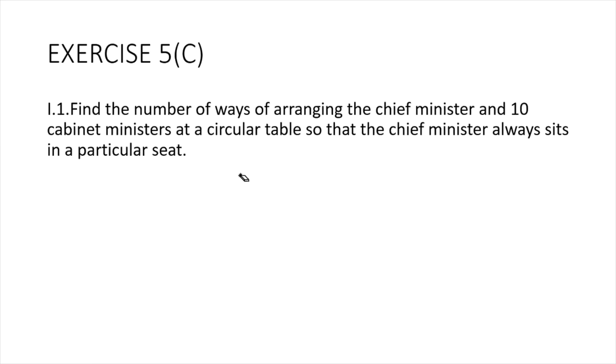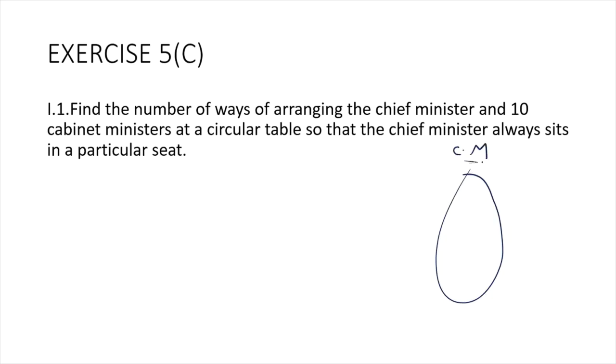The first problem is like this. Find the number of ways of arranging a chief minister and 10 cabinet ministers around a table, so that the chief minister wants to sit in a particular place. So we have a round table. On this round table we have to make these 11 people sit. The chief minister wants to sit in a special chair, so here we have this chief minister chair.